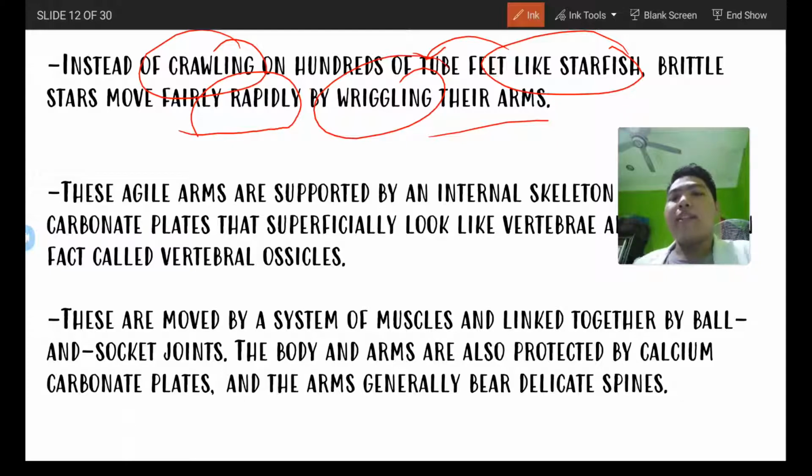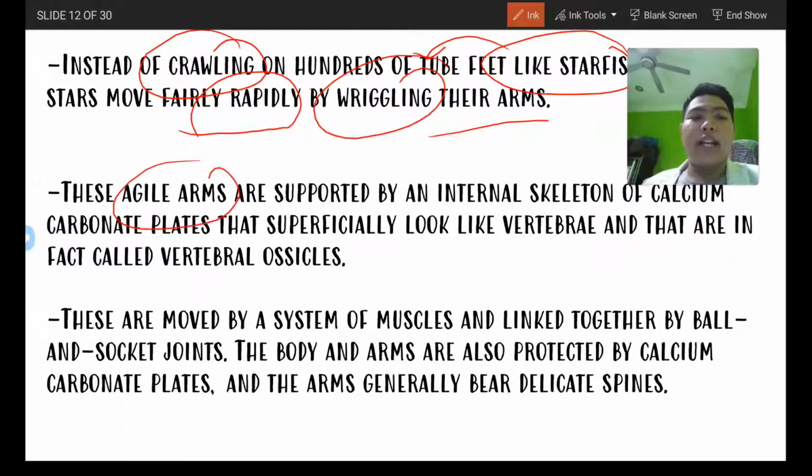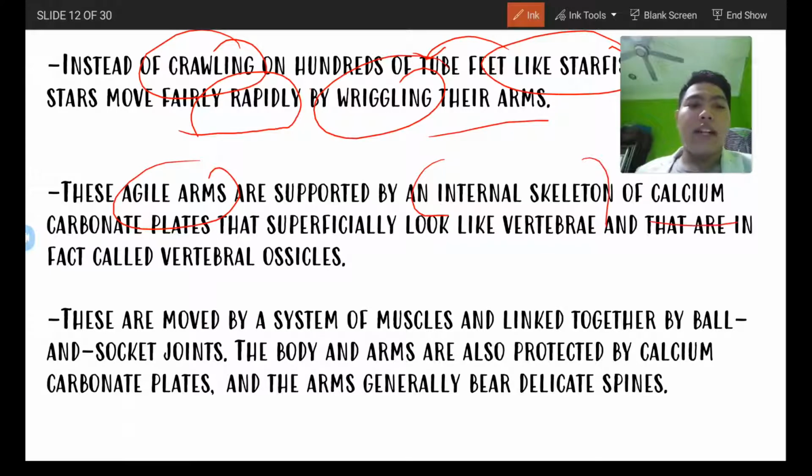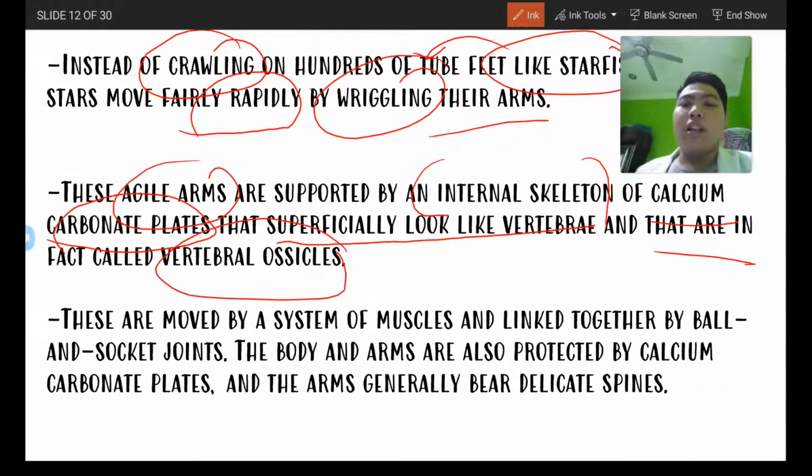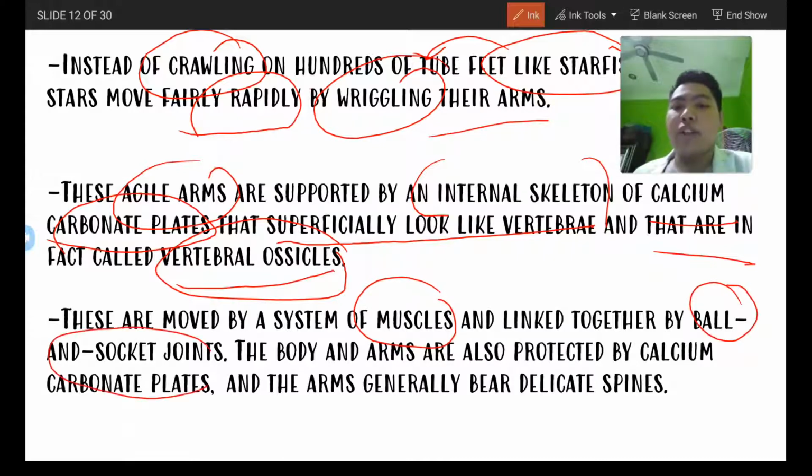Next, these agile arms are supported by an internal skeleton of calcium carbonate plates that superficially look like vertebrae, and they are in fact called vertebral ossicles. The arms are very strong and very flexible because they are supported by this internal skeleton. These are moved by a system of muscles and linked together by ball and socket joints.